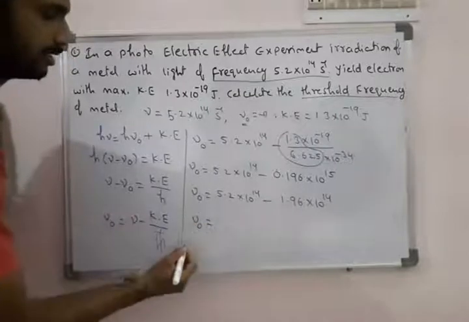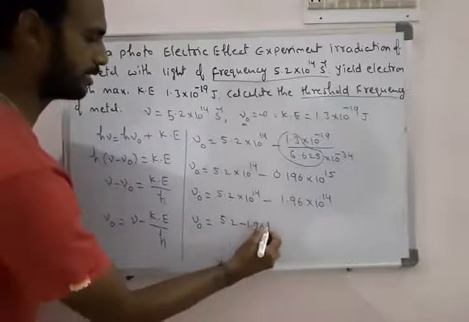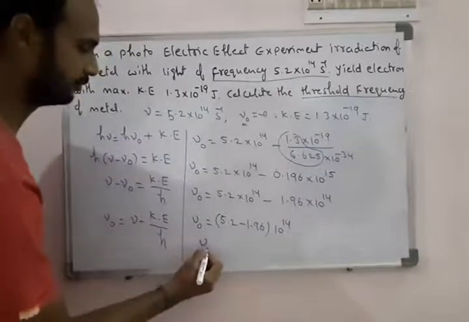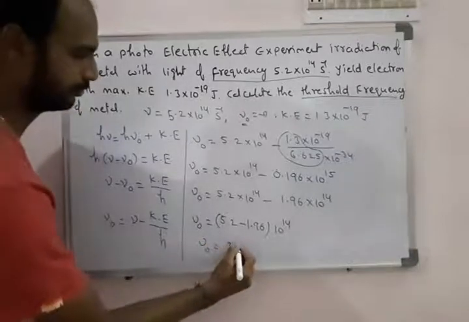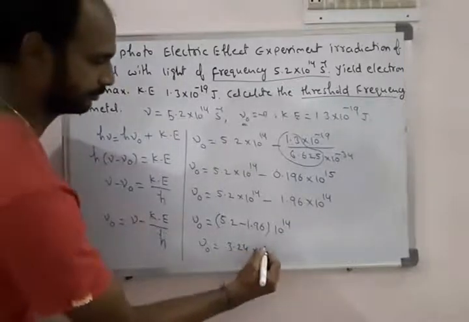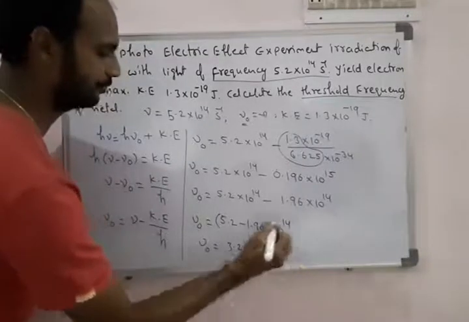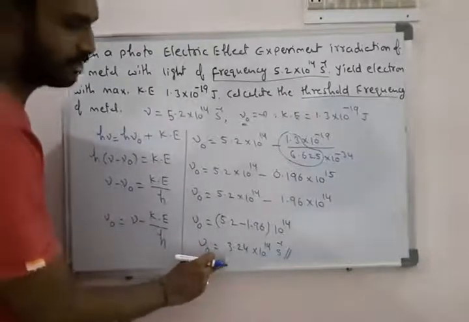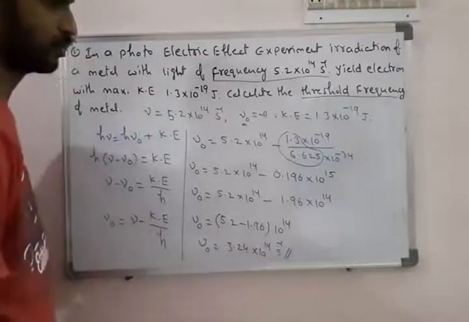Let's say nu naught, equal to the threshold frequency, equals 5.2 minus 1.96. Just take the common 10^14. Here the threshold frequency becomes 3.24 × 10^14, and the unit indicates the frequency, that is second inverse. So this is the threshold frequency of the metal, means the frequency of the light must be 3.24 × 10^14 second inverse to eject the electrons.